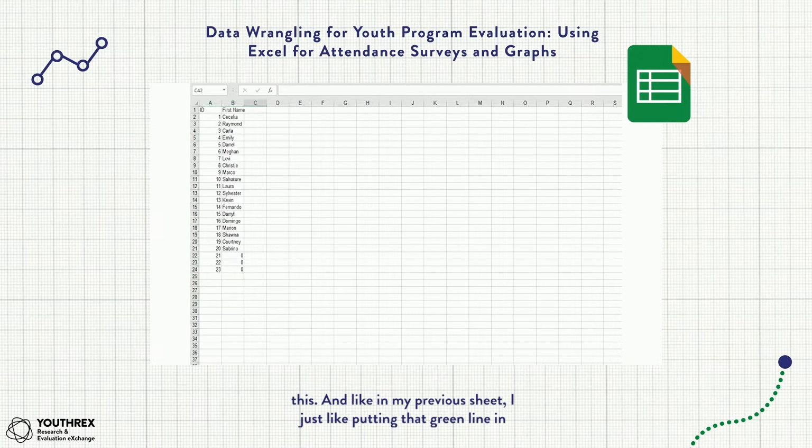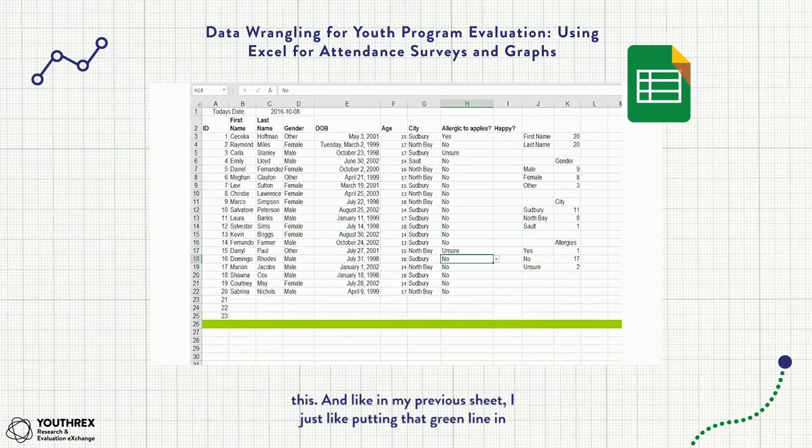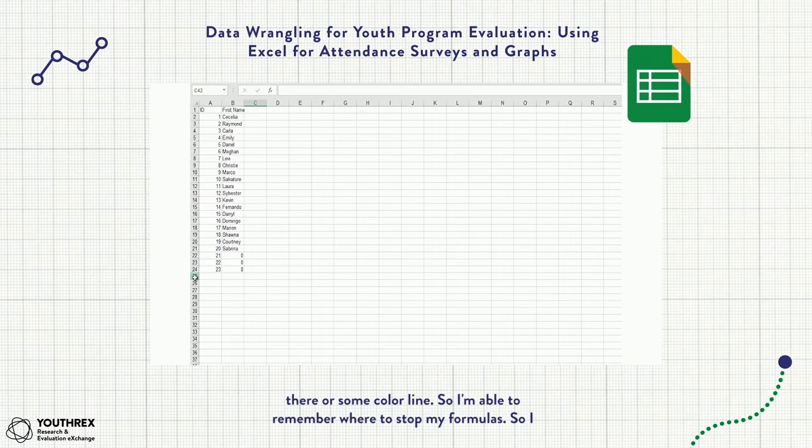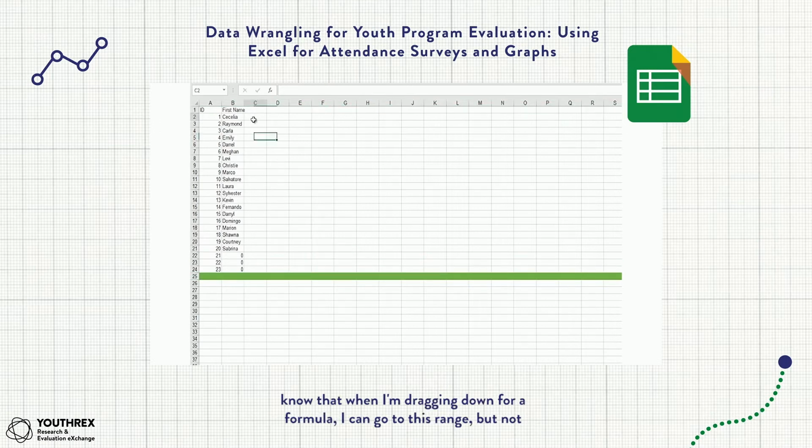And like in my previous sheet, I like putting a green line in there, or some color line, so I'm able to remember where to stop my formulas. So I know that when I'm dragging down for a formula, I can go to this range but not past the green bar. It's just a visual way to do it easily. These 3 zeros were blanks.